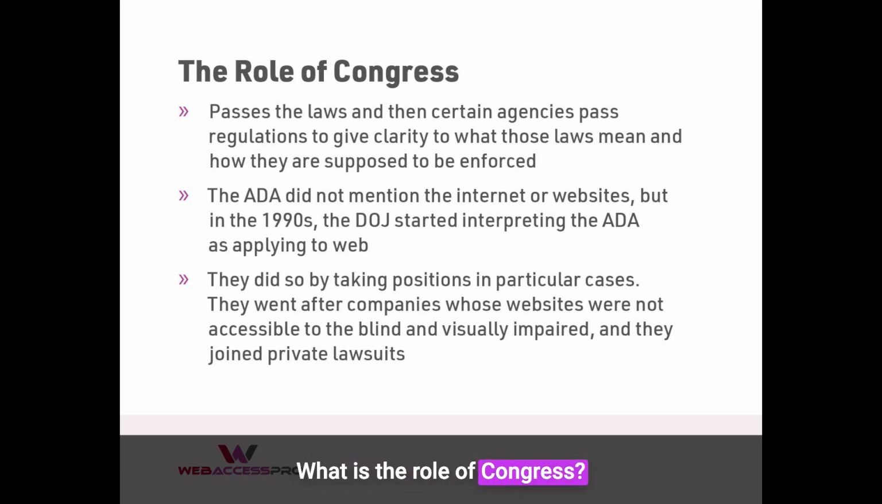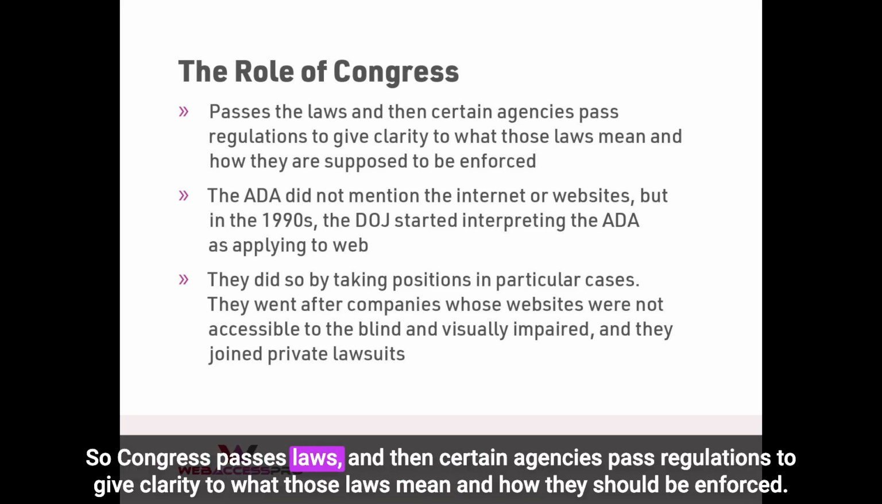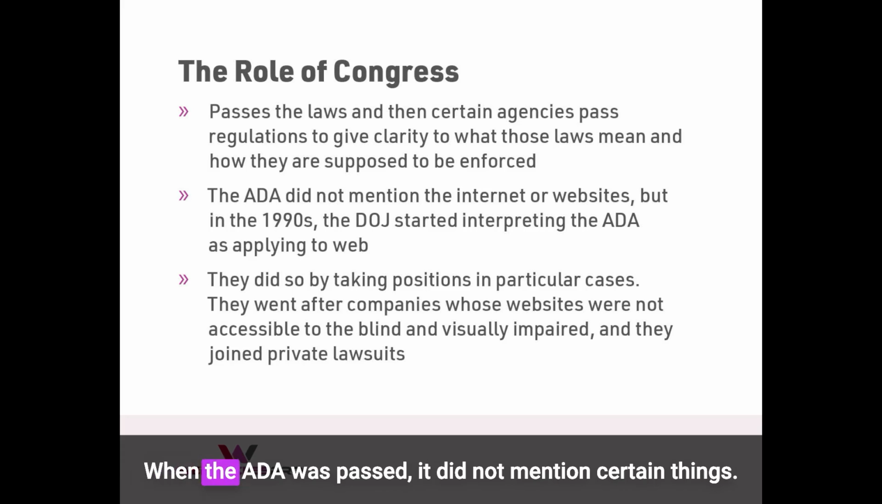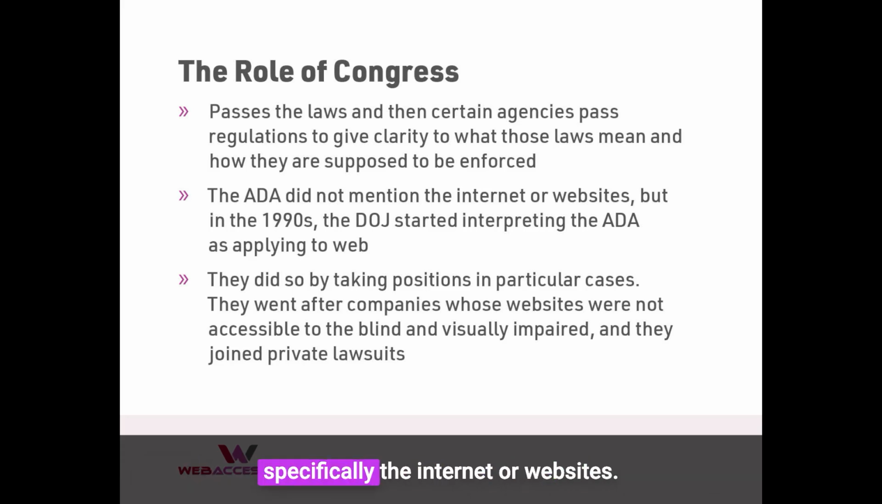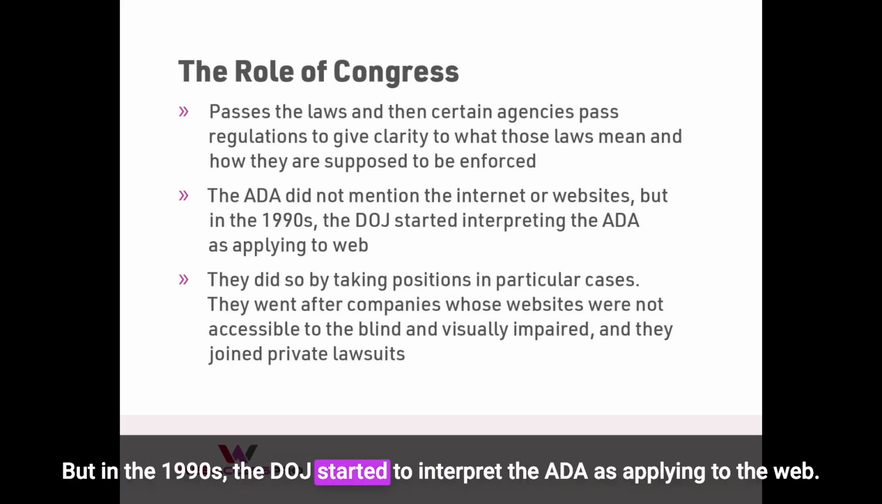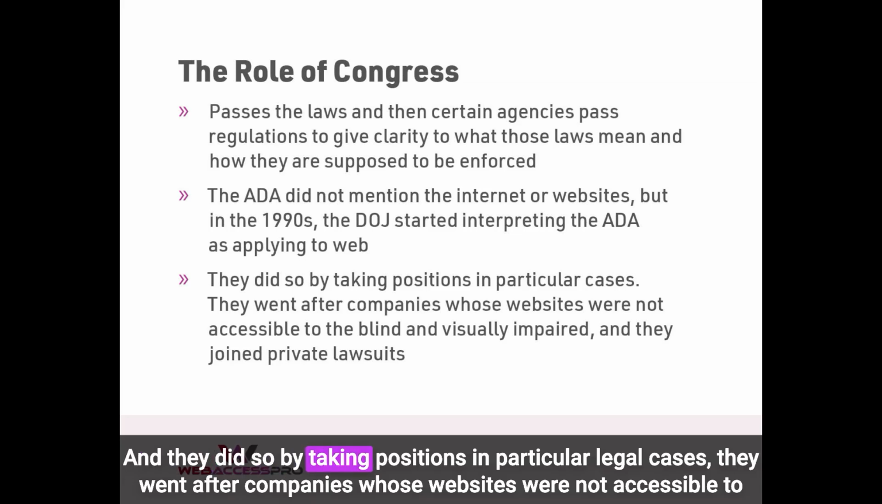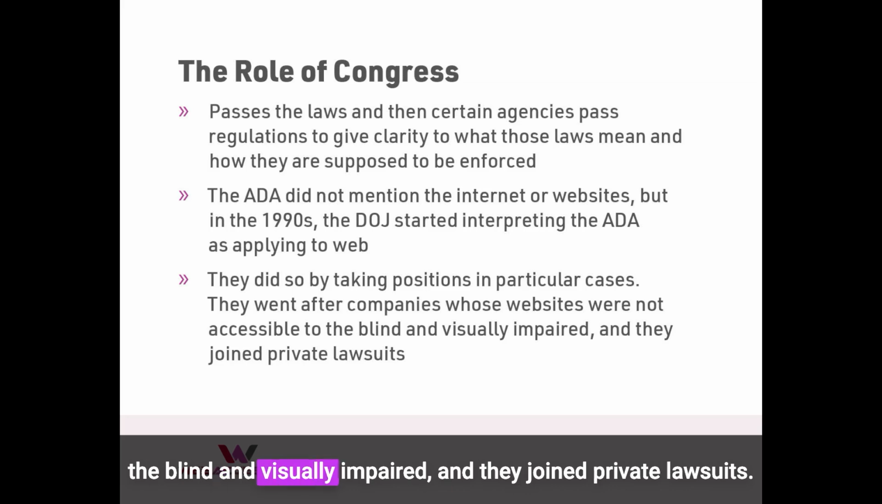What is the role of Congress? So Congress passes laws, and then certain agencies pass regulations to give clarity to what those laws mean and how they should be enforced. When the ADA was passed, it did not mention specifically the internet or websites, but in the 1990s, the DOJ started to interpret the ADA as applying to the web. And they did so by taking positions in particular legal cases. They went after companies whose websites were not accessible to the blind and visually impaired, and they joined private lawsuits.